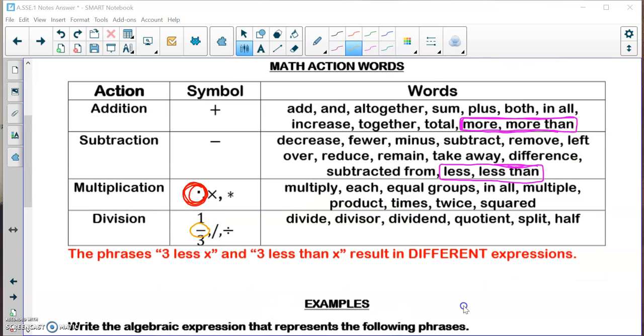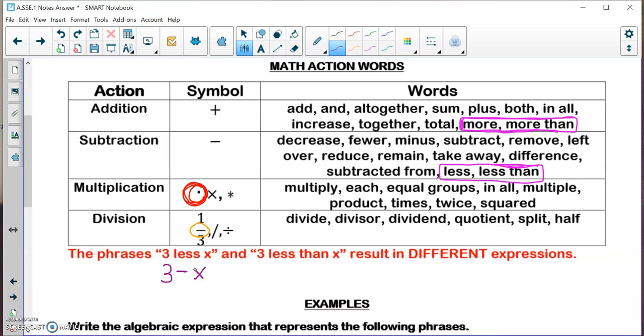All right, let's go back up to the more than and more, and then less than and less. The phrases 3 less x and 3 less than x result in different expressions. And same with if I did 3 more x or 3 more than x, they give you different expressions. 3 less x is written exactly how it looks. 3 less means minus and x.